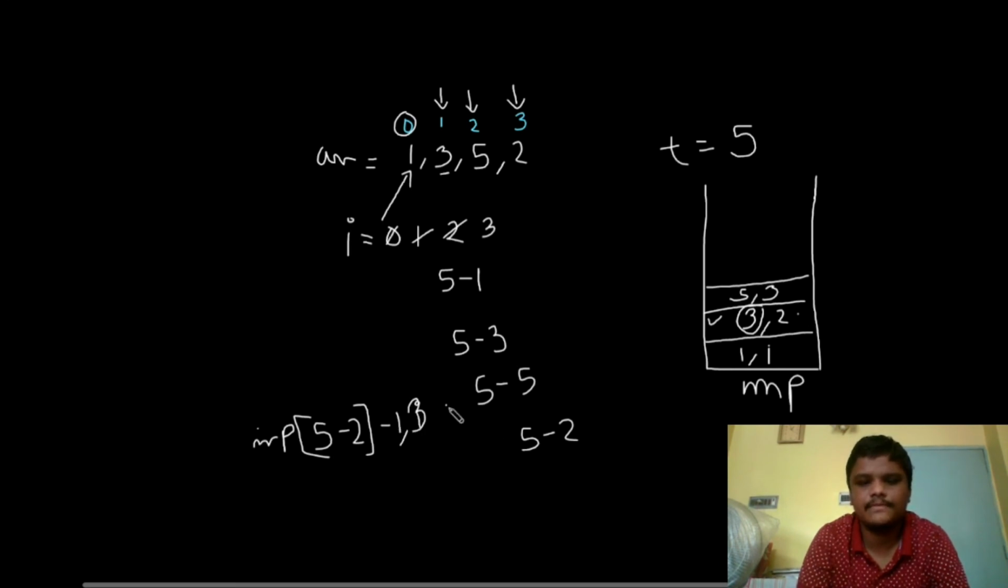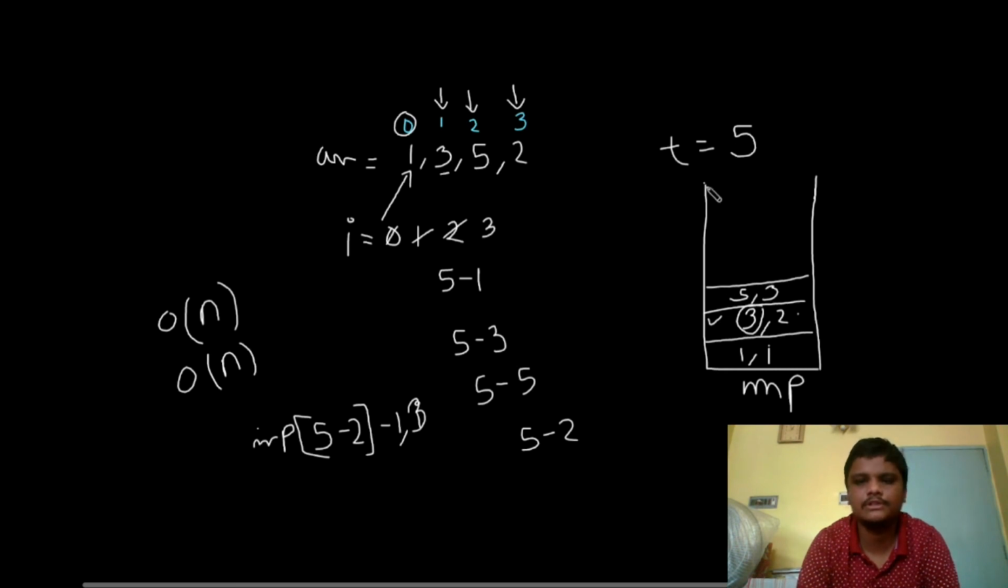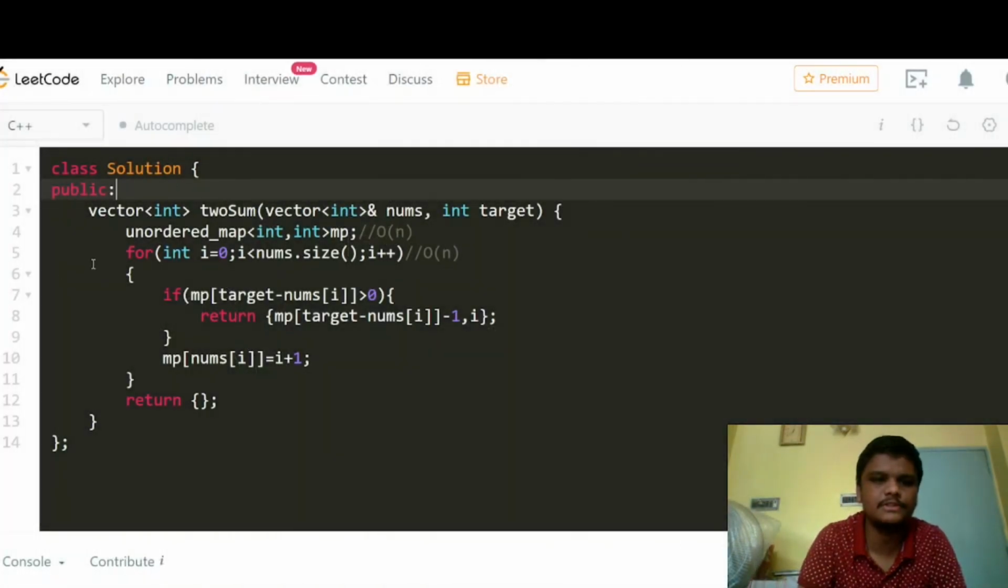So the time complexity for this algorithm is big O of n, because we are traversing through the loop once. While the space complexity is also big O of n, because we are using extra space by using another map to store the indices of the elements. So now let's get to the code for this algorithm.